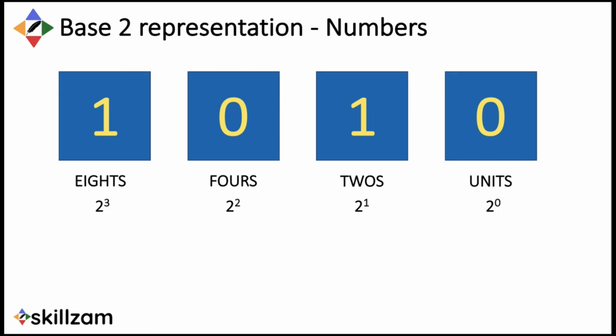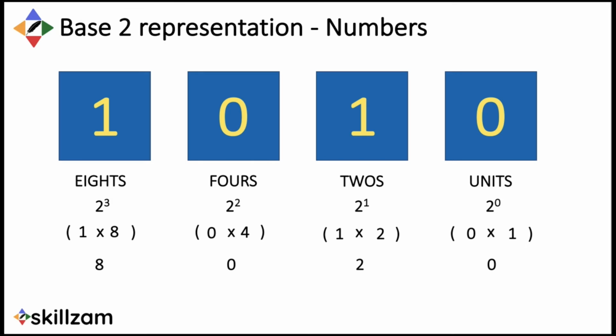Going further, as you can see, 0 multiplied by 2 to the power 0, which is 1, gives a value of 0. In the same way, 1 multiplied by 2 to the power 1, which is 2, gives a value of 2. 0 multiplied by 2 to the power 2, which is 4, will give the value of 0. Finally, 1 multiplied by 2 to the power 3, which is 8, gives a value of 8.